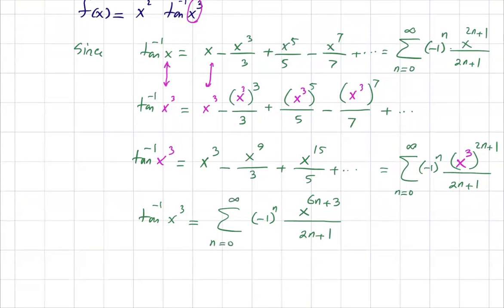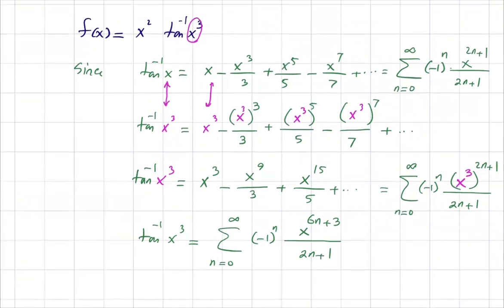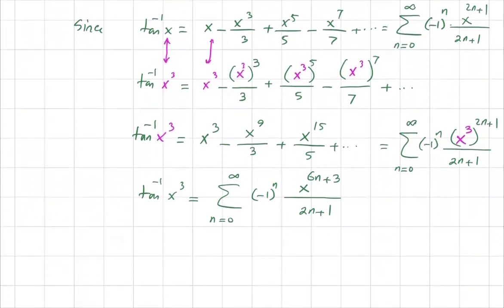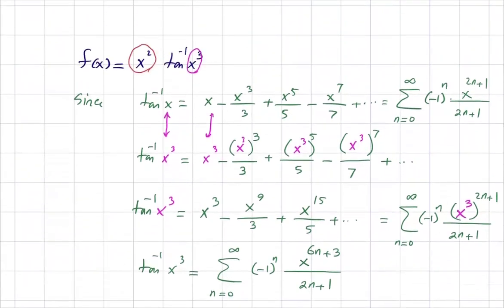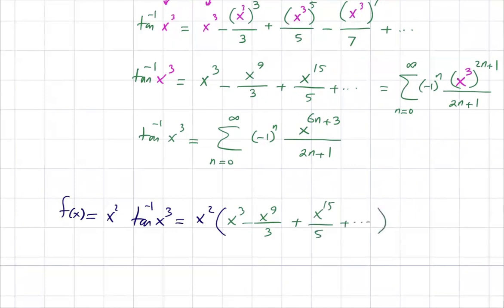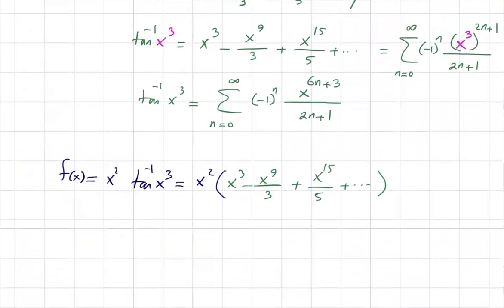Are we done yet? Not yet. Why is that? Because you already have another term to multiply as well, which is x squared. So take a look. Now, let me write down the function itself, f of x, which is x squared times inverse tangent of x cubed. You have x squared times these terms, which was x to the third minus x to the 9 over 3 plus x to 15 divided by 5 plus the rest of the terms minus x to 21 divided by 7 and so on. So for the sake of space, just leave it as it is.